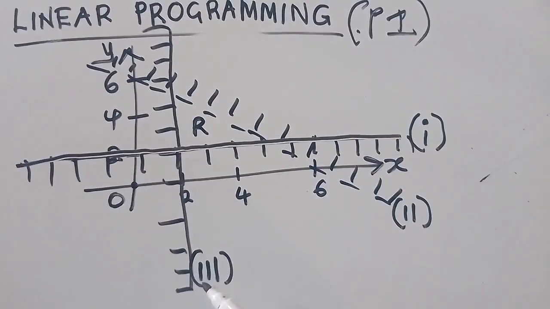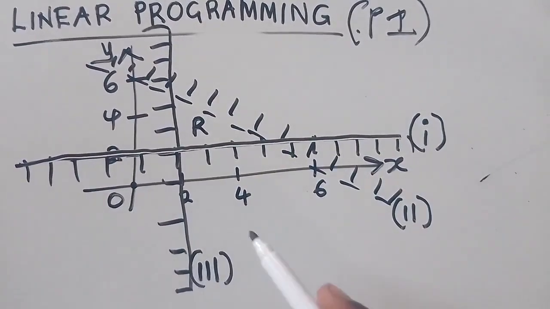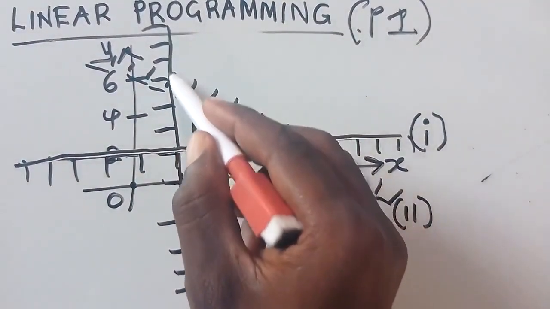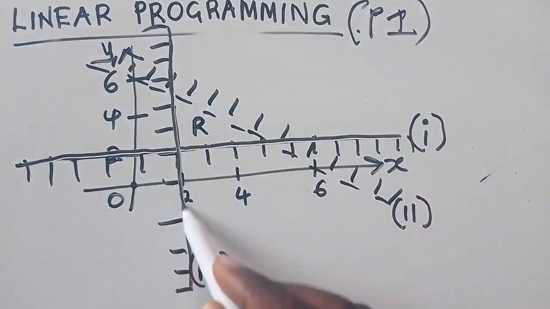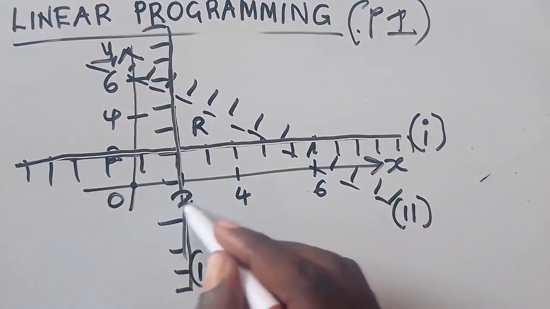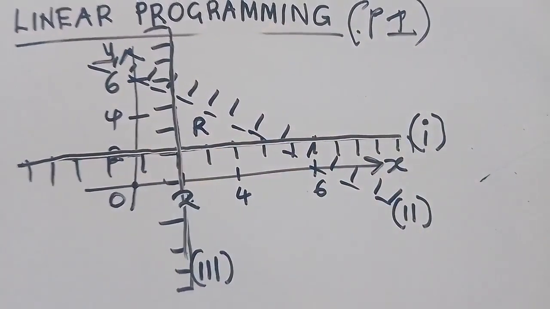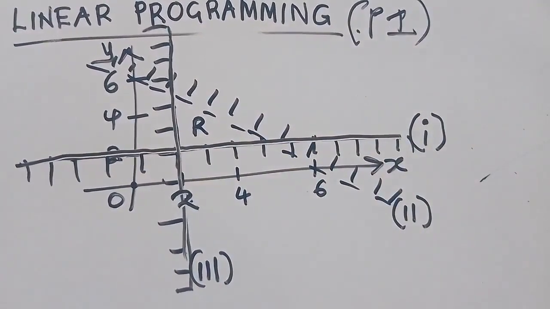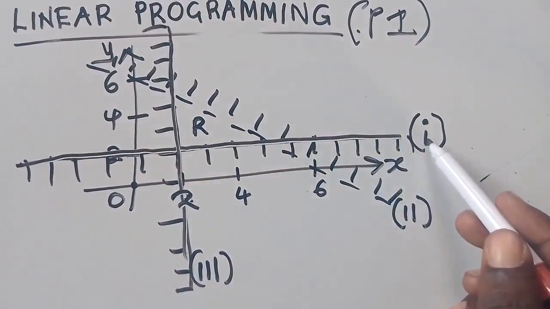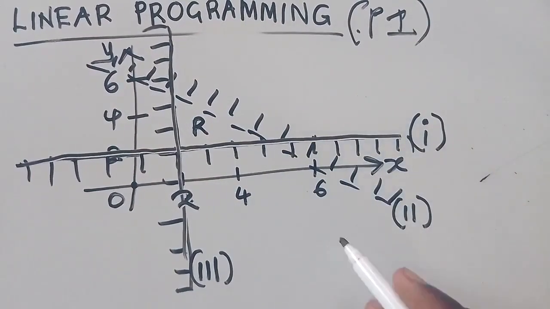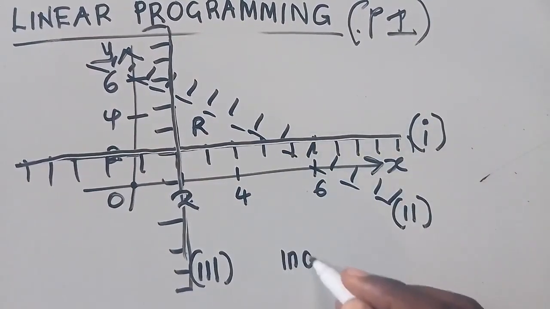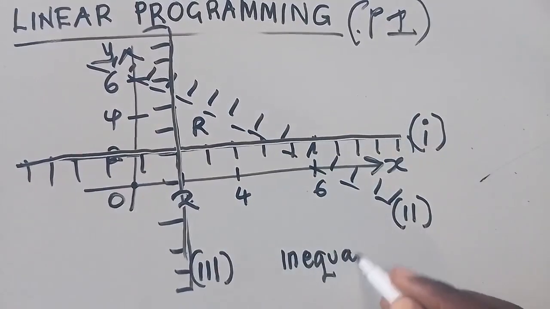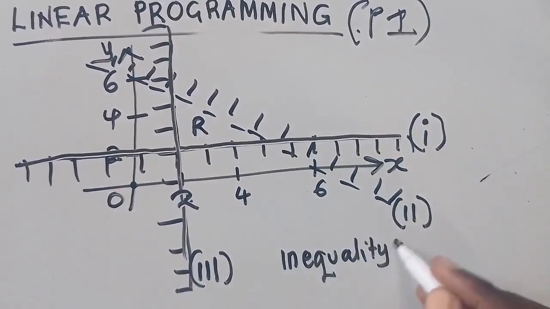So let's make sure we understand this. This is the third inequality or third line, passing through 2. Very important, we should not forget that. So let us start with the first inequality here. This is my first inequality. So I'm going to say inequality 1.